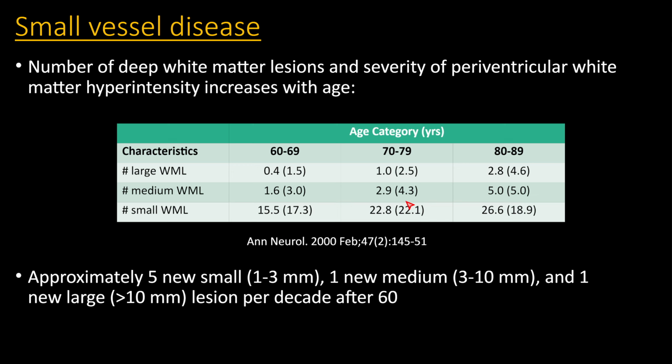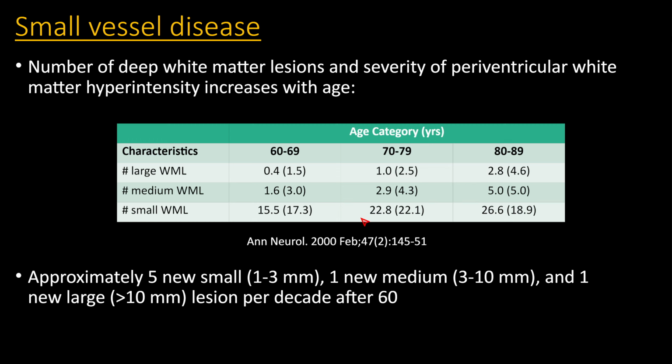But then as the decades go on, if you look at these numbers, roughly 5 new small lesions. This particular study defines small as 1 to 3 millimeters. You get 1 new medium lesion, which they define as 3 to 10 millimeters, and 1 new large lesion greater than 10 millimeters per decade after the age of 60. But again, you see huge standard deviation, so this is a rough estimate. And then you add all these numbers up, they add up to about 1 lesion a year on average.